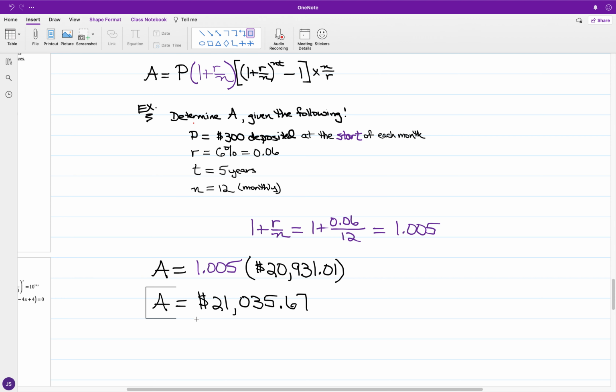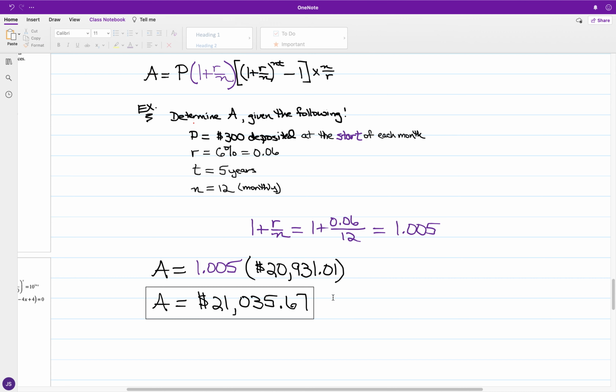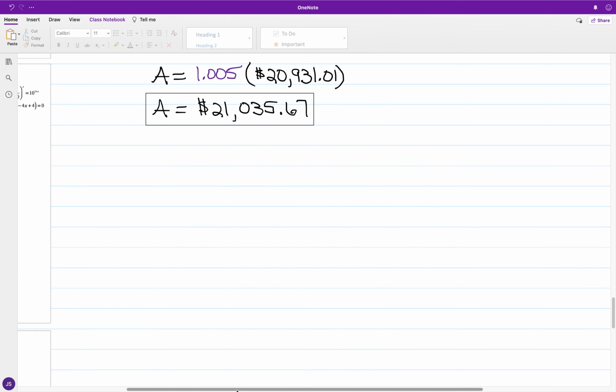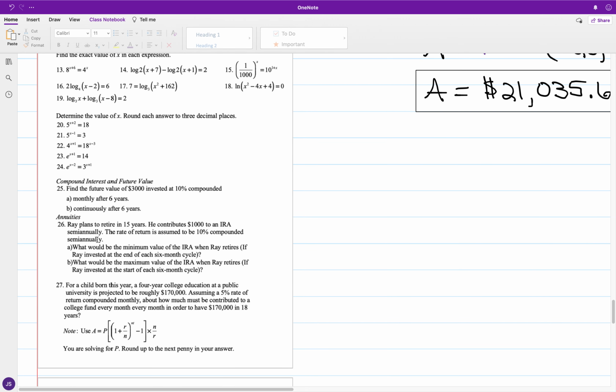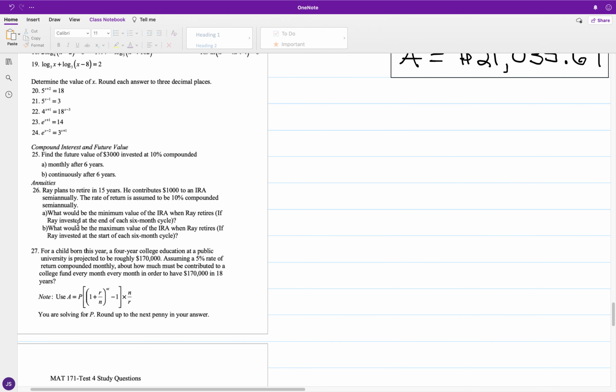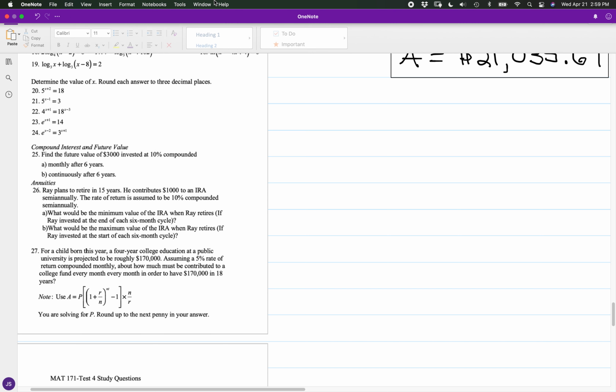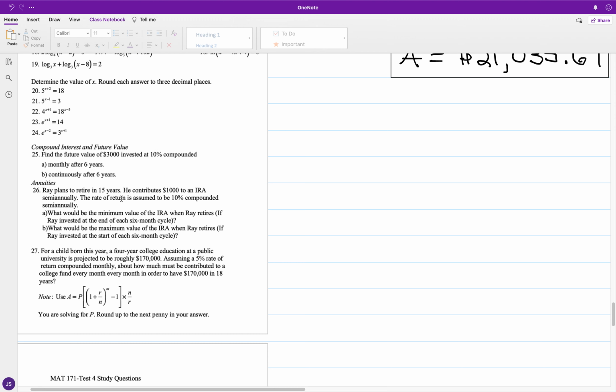Now where we have annuities concerned, we have number 26, so you have a bit of a compare and contrast. Now we have Ray. Ray is planning to retire in 15 years, and it says he contributes $1,000 to an IRA on a semi-annual basis, so twice a year. The rate of return is assumed to be 10% compounded semi-annually. In part A, it's asking what the minimum value of the IRA would be whenever Ray retires, in other words, if he invested at the end of each 6-month cycle.